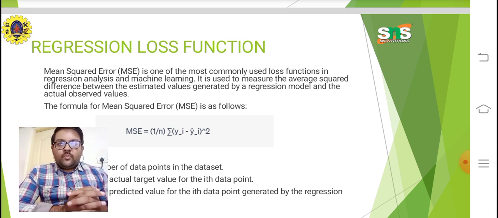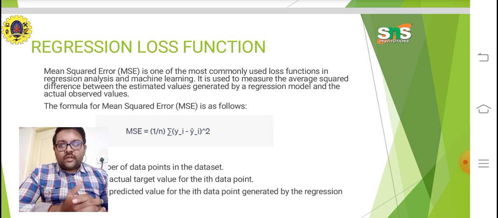We are discussing the loss functions. We started with different types of loss functions, beginning with the regression loss function. So we will continue with the regression loss function.